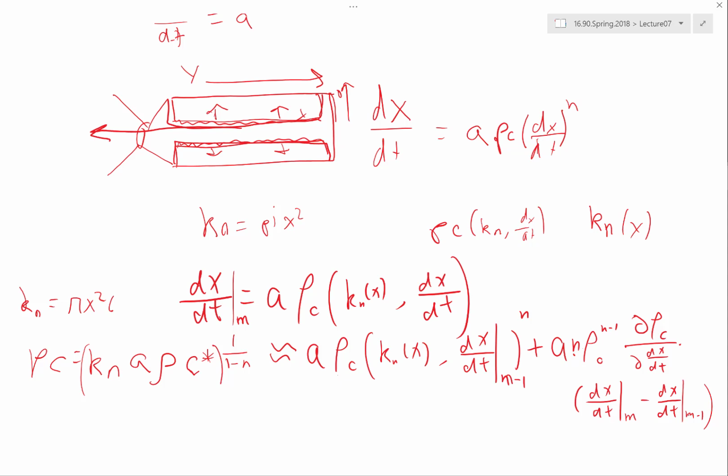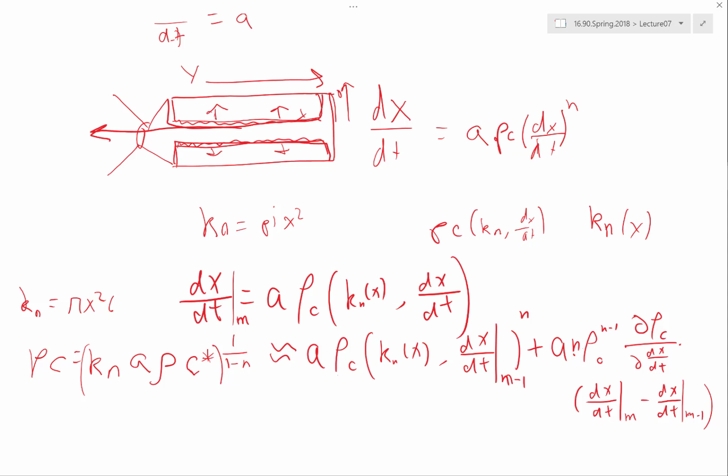Okay. For this one, depending on what your function of this and this is, if these are pretty reasonable functions, the system should not be very stiff. I wrote the functions out over here. So k_n is just pi x squared L, and rho c is just a bunch of knowns and k_n.